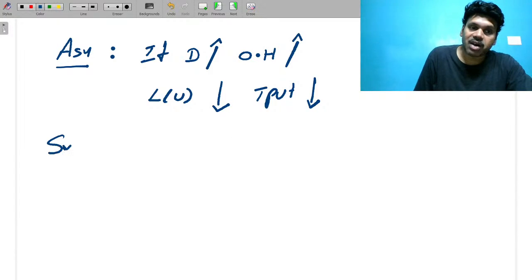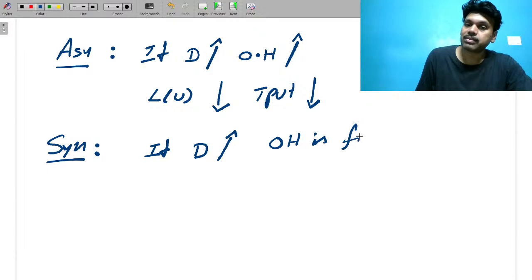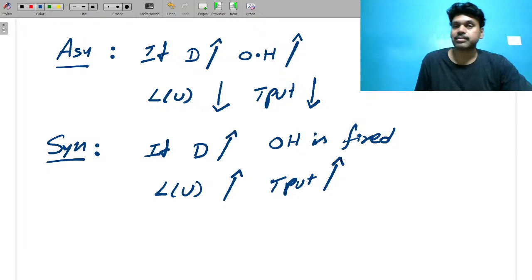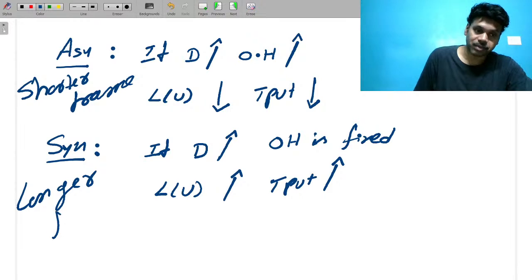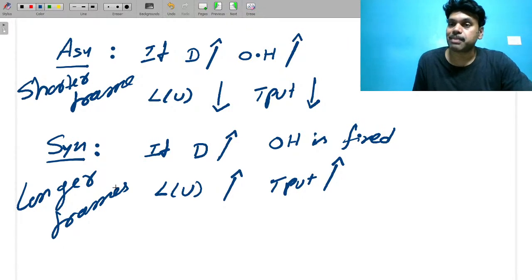And if you are taking the concept of synchronous, it doesn't matter. Even if you increase your data bits, my overhead is fixed, because the data can be transmitted in longer frames. So your throughput is going to be very high. In asynchronous, we send the data in the form of shorter frames. In synchronous, we send the data in the form of longer frames. A frame can consist of 2n characters, that depends upon you.